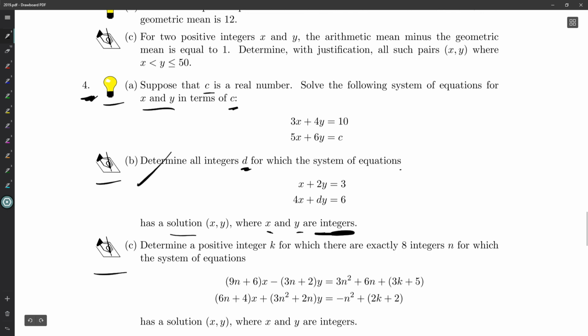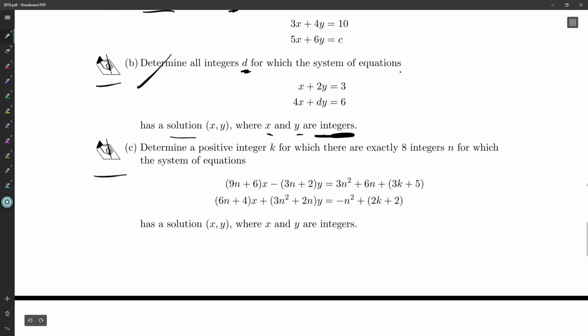Let's take a look at C part. What do we got for C? There isn't a D. Yeah, I didn't think there was a D. Okay. Determine a positive integer k, so we just need a positive integer k, for which there are exactly 8 integers n, for which the system of equations, yikes, has a solution x, y where x and y are integers. So again, we're going to have to worry about divisions and things like that.